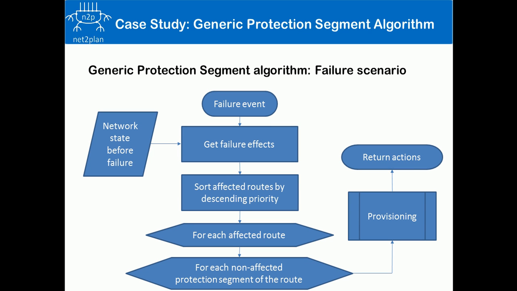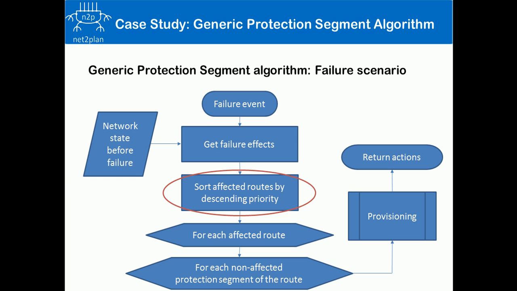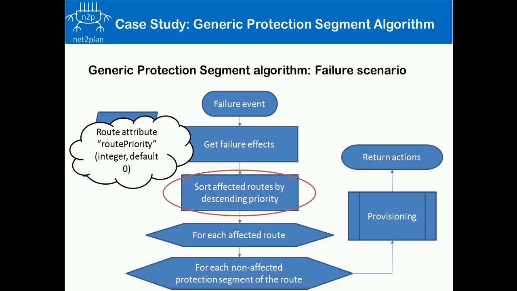I will explain how the generic protection segment algorithm works internally in a case of failure scenario. Given a failure event and the network state before that failure, the effects of the failure are obtained, that is, the current active nodes and links, the affected routes, the available capacity, and so on. The network state after the failure. Then, the algorithm will sort all of the affected routes by descending priority order. Again, the priority of the routes can be controlled by the attribute route priority.